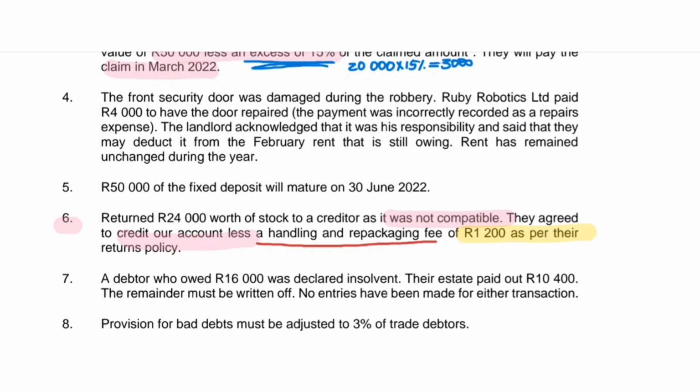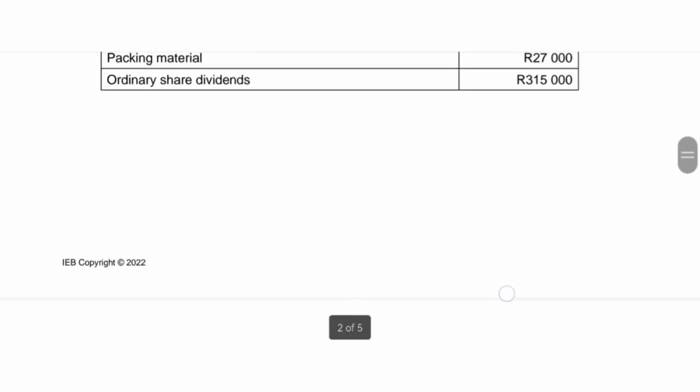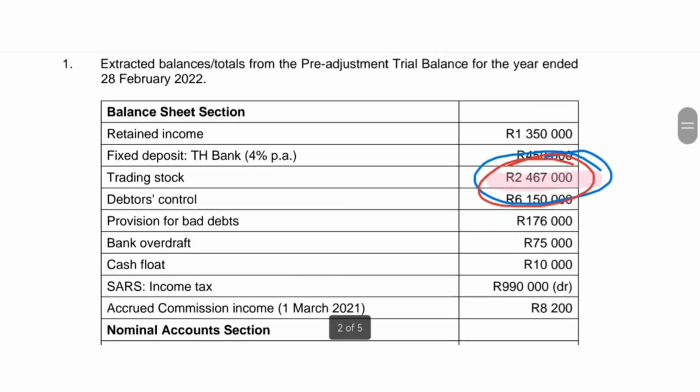And when we move to adjustment number 6, we are told that we returned 24,000 rand worth of stock to a creditor. A part of our stock that was in storage is also included in this amount on the pre-adjustment trial balance. That 24,000 rand is somewhere in the 2,467,000. But we returned it. It's no longer part of our stock, so we need to take it out.